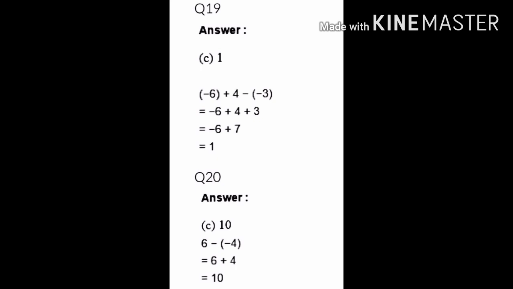Now next come to question number 19. Minus 6 plus 4 minus, minus 3. Here we have to first solve the bracket. So it will be minus 6 plus 4 plus 3. Now we will be adding them. Minus 6 plus 7.